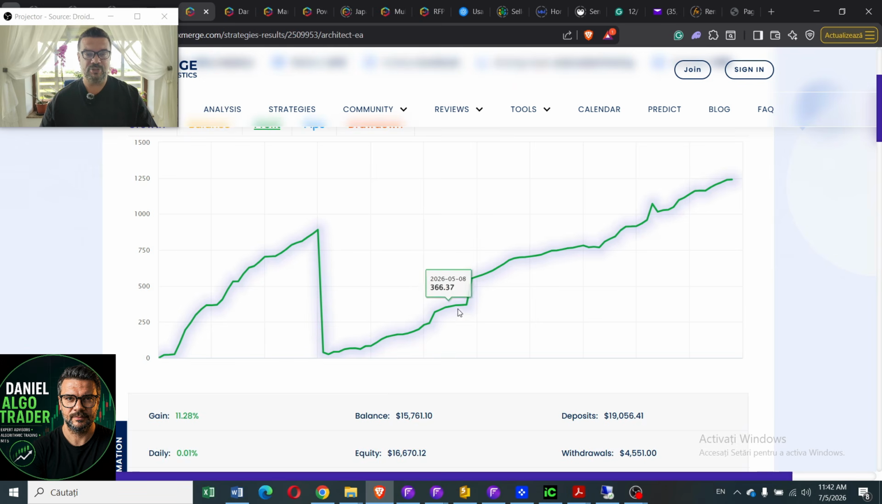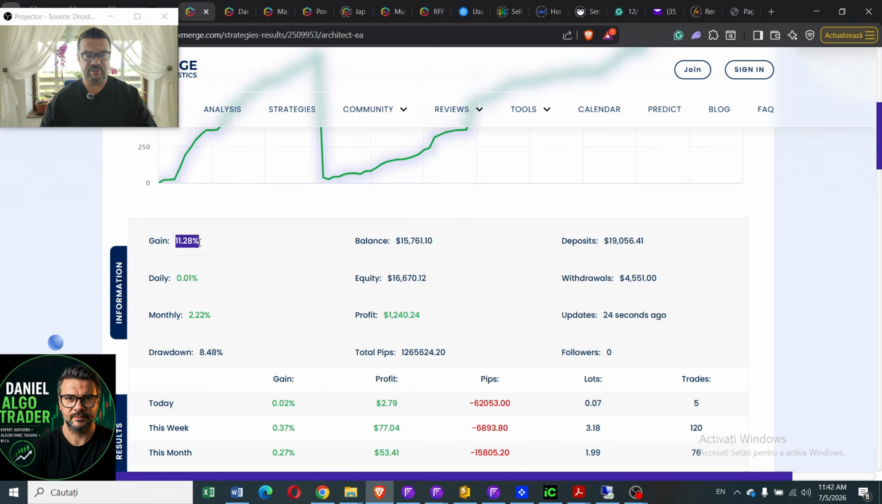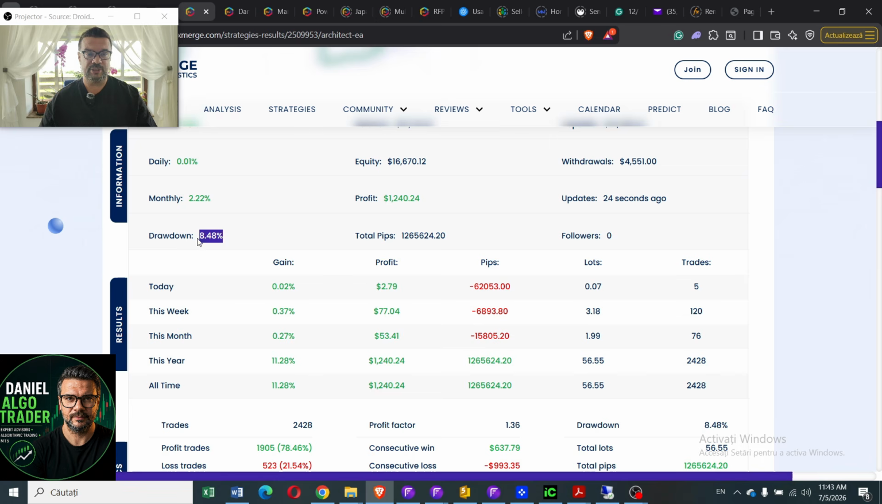But the EA did its job and recuperated. And overall, you can say the total profit is $1,240. It's not bad for a few months of trading. Total gain is 11%. At this moment, this is the balance, and this is the equity. The biggest drawdown was 8.48, which is really annoying because the stop loss was 7% at the time. If the stop loss had been at 15%, I would have got out just fine. This EA also trades Bitcoin.